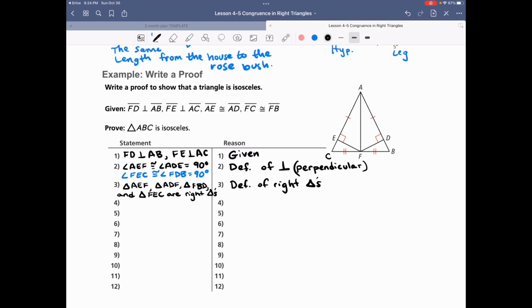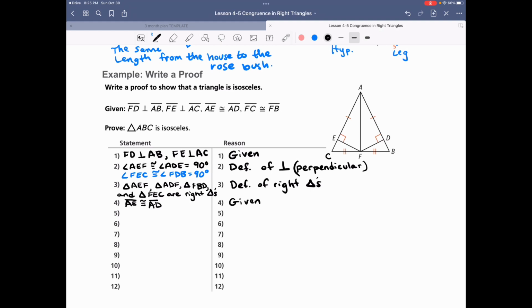Number 4, we're going to have a given. I know we normally start with what's given, but because this is such a long proof, we're starting with given things in different spots. So for number 4, the other thing that was given to us is that side AE is congruent to side AD. And that was given to us. And why is that important?